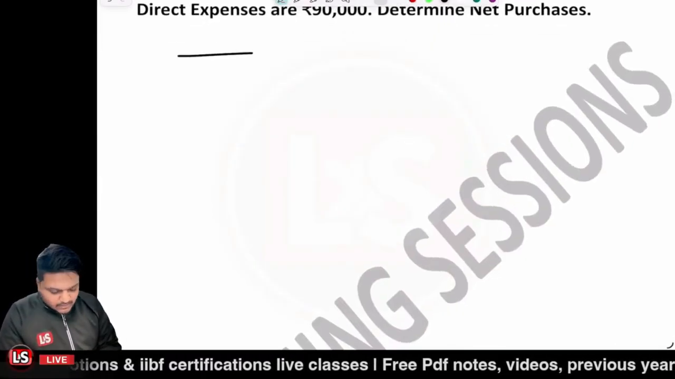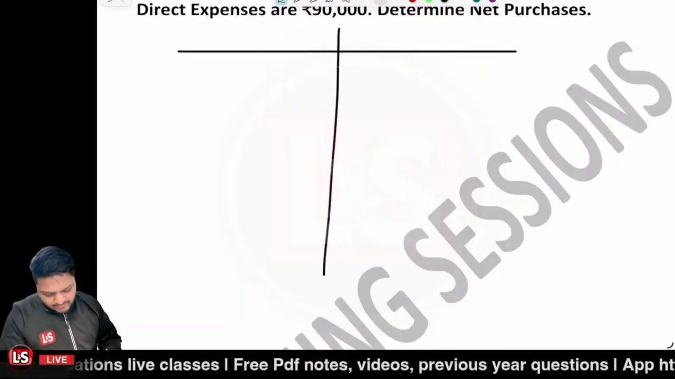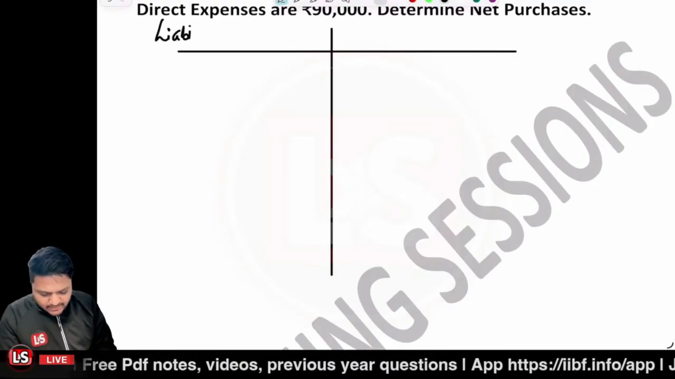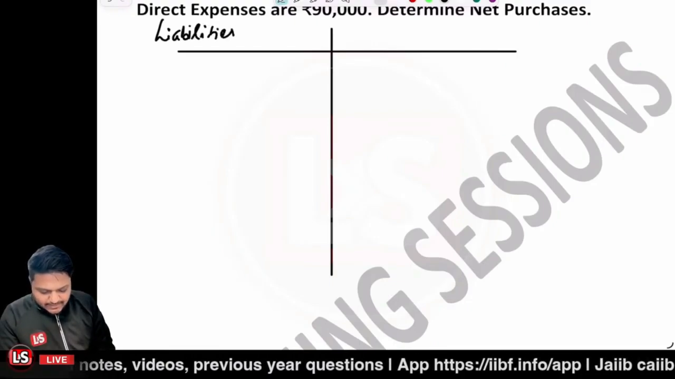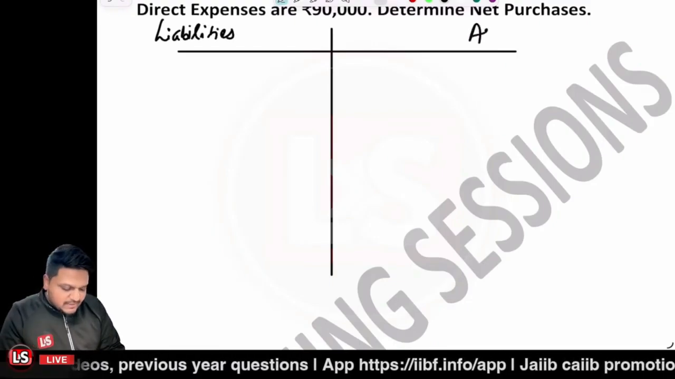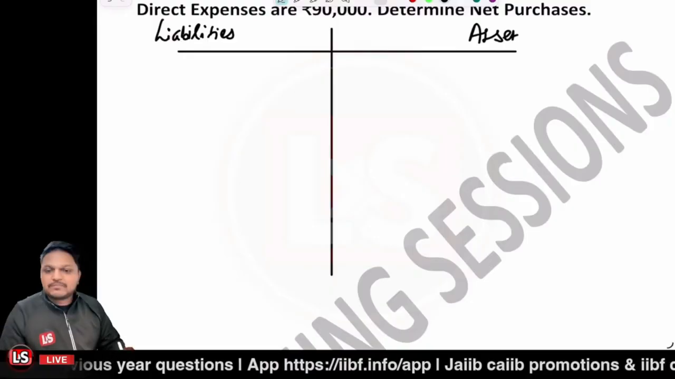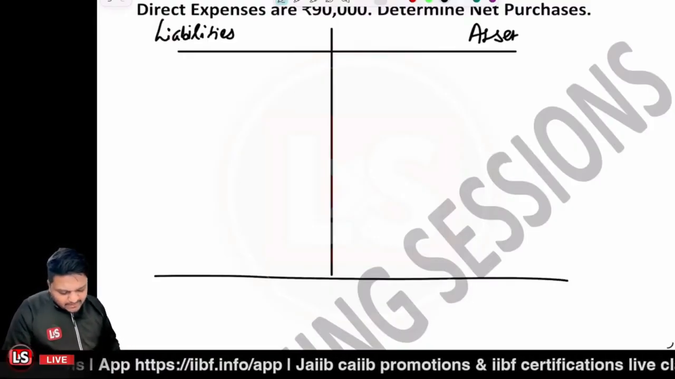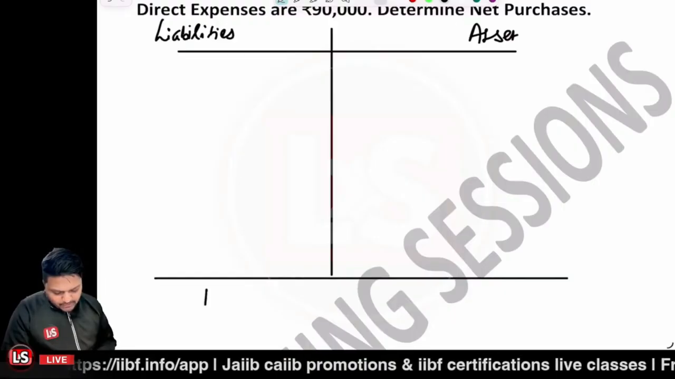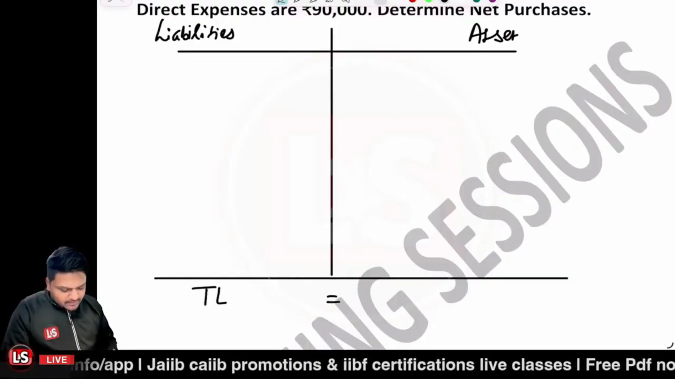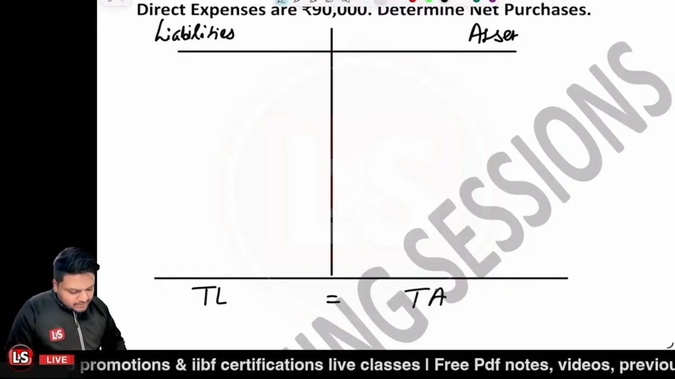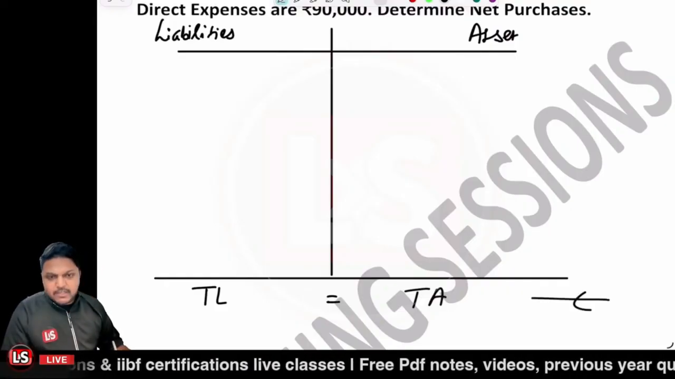Now, if we look at the horizontal balance sheet, we have two sides. One is related to the liabilities. The left side is liabilities and the right side is the asset side. The total of the liabilities is always equal to the total of the assets, and this is the balance sheet equation.